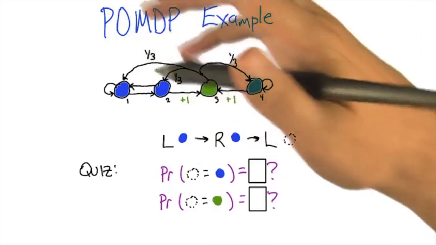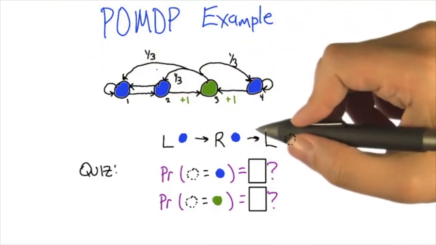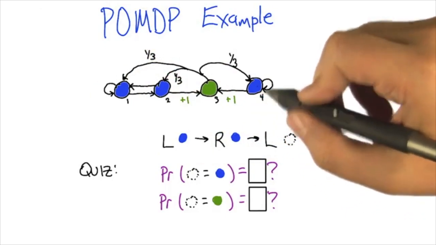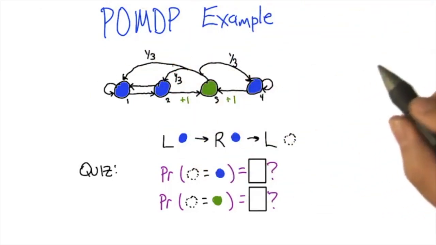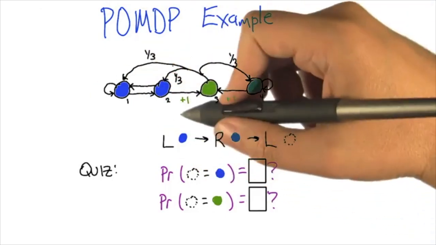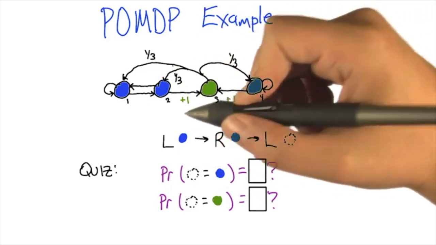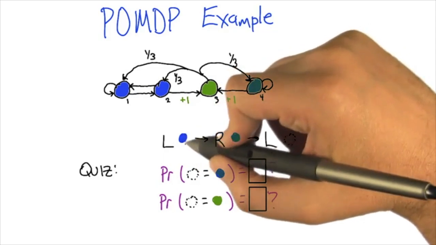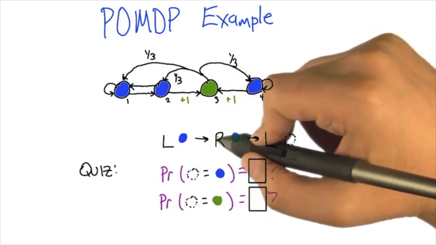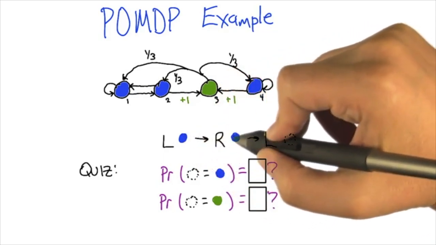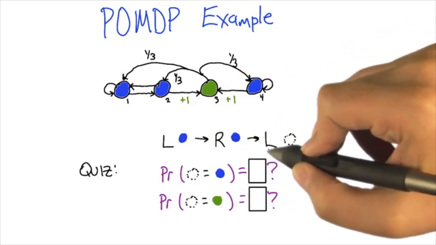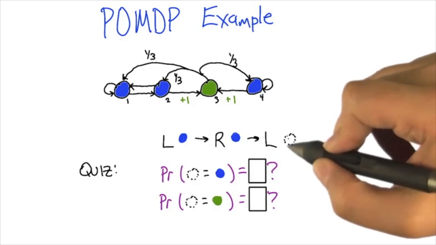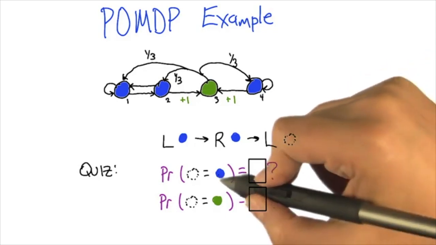So given that we think maybe we understand what the transitions do here, let's try to answer a question, and that'll at least force us to think through how observations, actions, and the states actually interact. Let's imagine, once upon a time, we took a left action, and we saw blue. Then we took a right action, and we saw blue. Then we took a left action, and now the question is, what's the probability that the color that we see next is blue versus green?